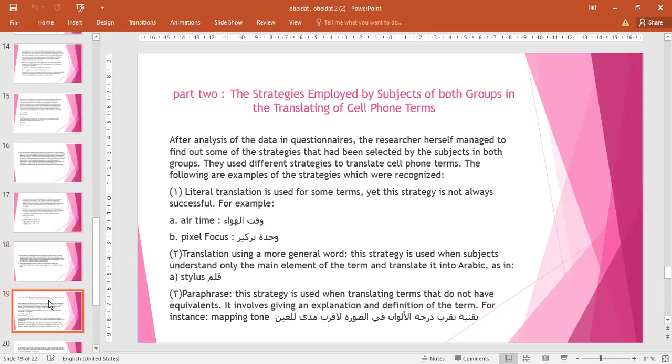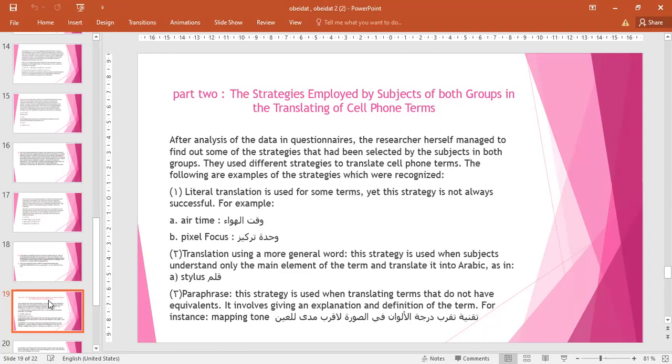The second part is the strategies employed by subjects of both groups in translating cell phone terms. After analysis of the data and questionnaires, the researcher herself managed to find out some of the strategies that had been selected by the subjects in both groups. They used different strategies to translate cell phone terms. The following are examples of the strategies which were recognized. The first one, literal translation, is used for some terms, yet this strategy is not always successful.